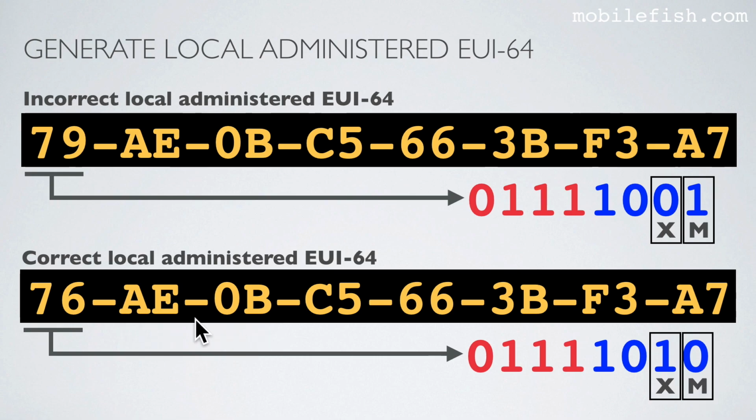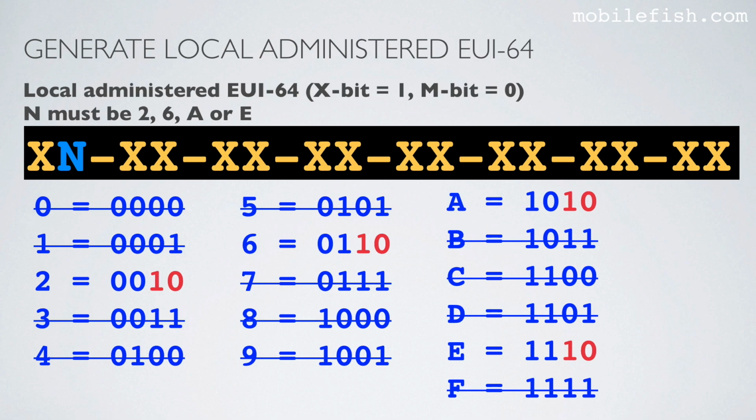This is a correct locally administered AUI-64. Again, for the locally administered AUI-64, the X bit should be set to 1 and the M bit should be set to 0. This means the N hex value should be 2 or 6 or A or E. Why? Because it ends with 10, 10, 10, and 10.